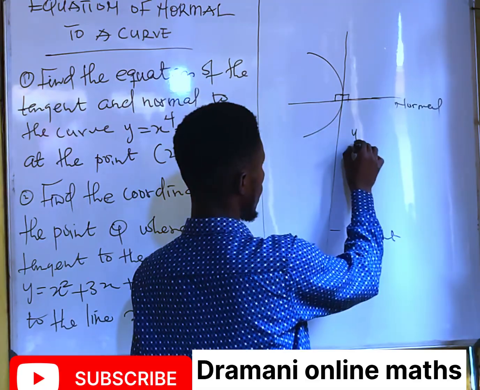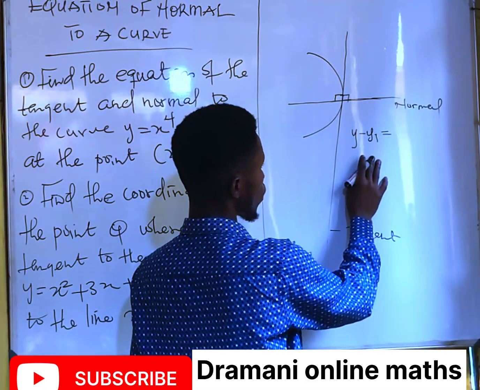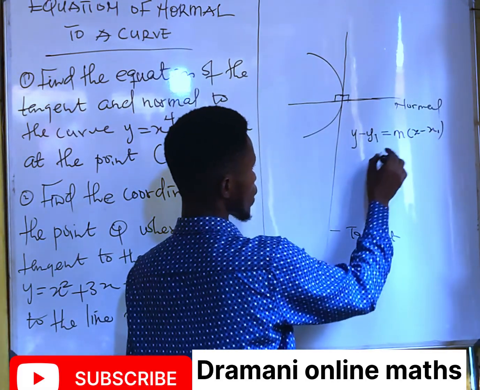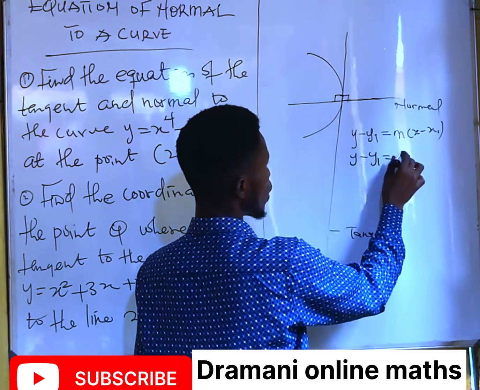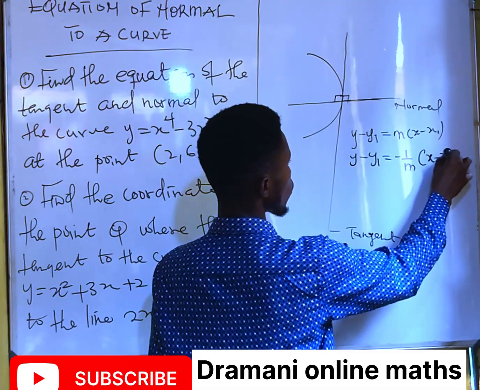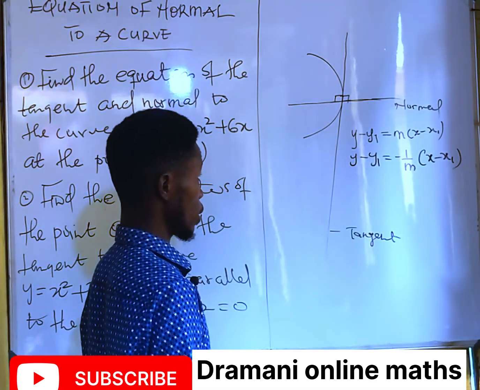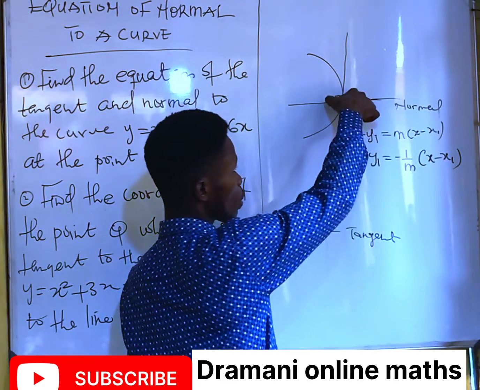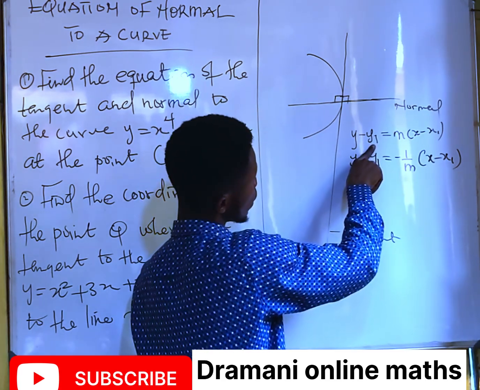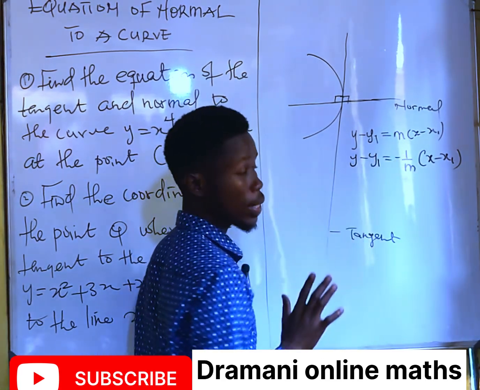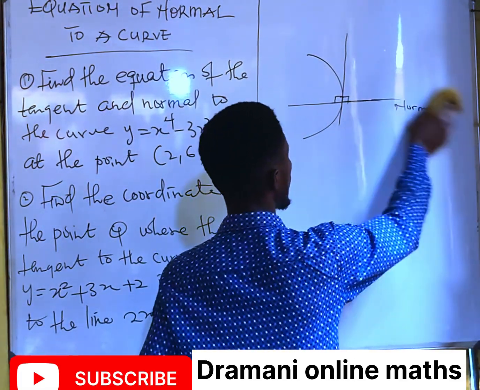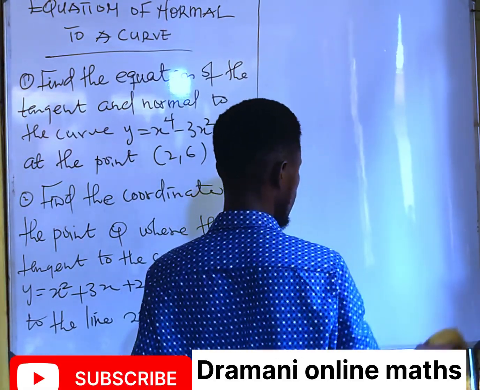Now, for the tangent line, the formula was given as y minus y1 equals m times x minus x1, right? But when it comes to the normal, the gradient is the negative reciprocal. So you should take note of these two. This is the difference. For the normal, because it's perpendicular, the gradient becomes the negative reciprocal of this, but for the tangent, the gradient is maintained. That's what I was saying that I will show you. So anytime you are dealing with normal, you should know that.